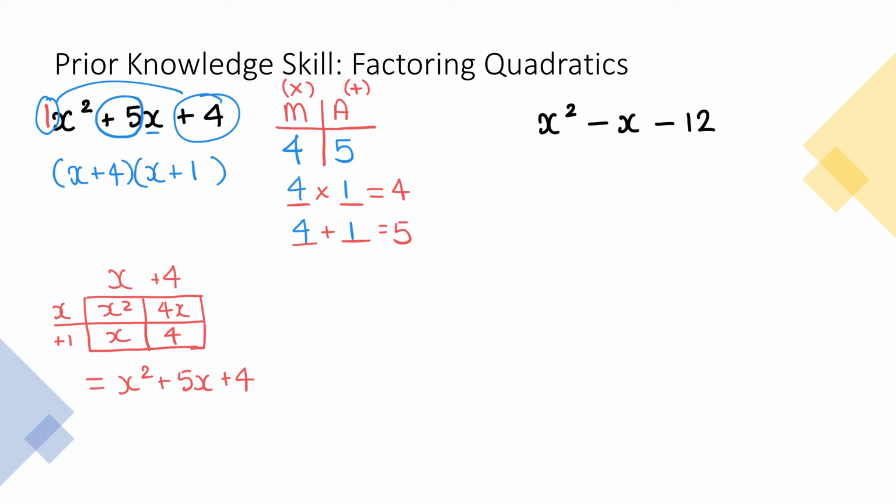All right, so now let's take a look at another example here. Again, I'm going to do my M and my A. Underneath my M is going to be, I have a coefficient of 1, and I have this negative 12. So negative 12 times my positive 1 is going to give me negative 12. And then for my A, it's going to be the coefficient of my term with the variable x. So I've got a negative x, so negative 1. So this is going to be in here.